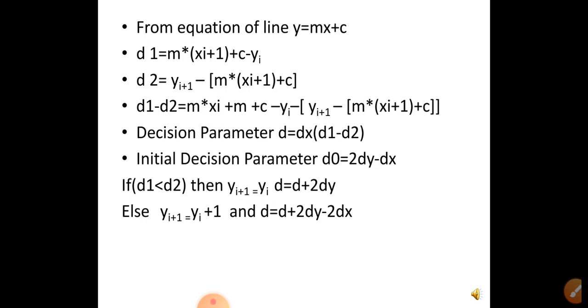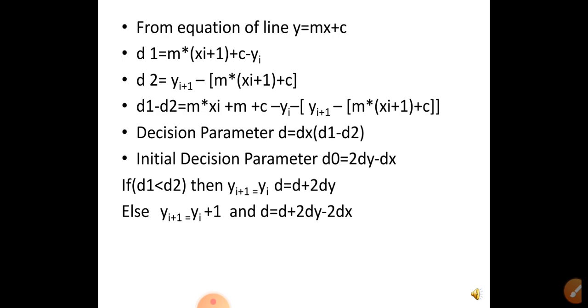As you can see from these two equations d1 and d2, yi plus 1 minus (m xi plus 1 plus c), bracket complete. So from the equation we'll get an equation, and this is the decision parameter. In order to simplify that, we need to multiply both sides by the dx value. Depending on this decision parameter, the selection of the next x value and next y value depends on this decision parameter.